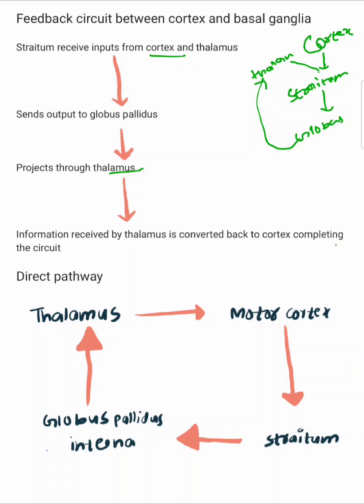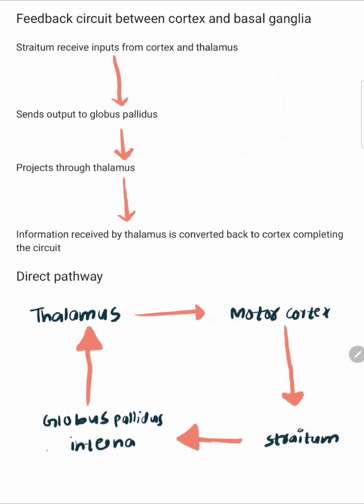The basal ganglia's functions have two pathways, the direct pathway and the indirect pathway. In the direct pathway, the thalamus sends signals to the motor cortex, from the motor cortex to the striatum, from the striatum to the globus pallidus internus, and then to the thalamus. This direct pathway is excitatory, meaning it causes excitation.